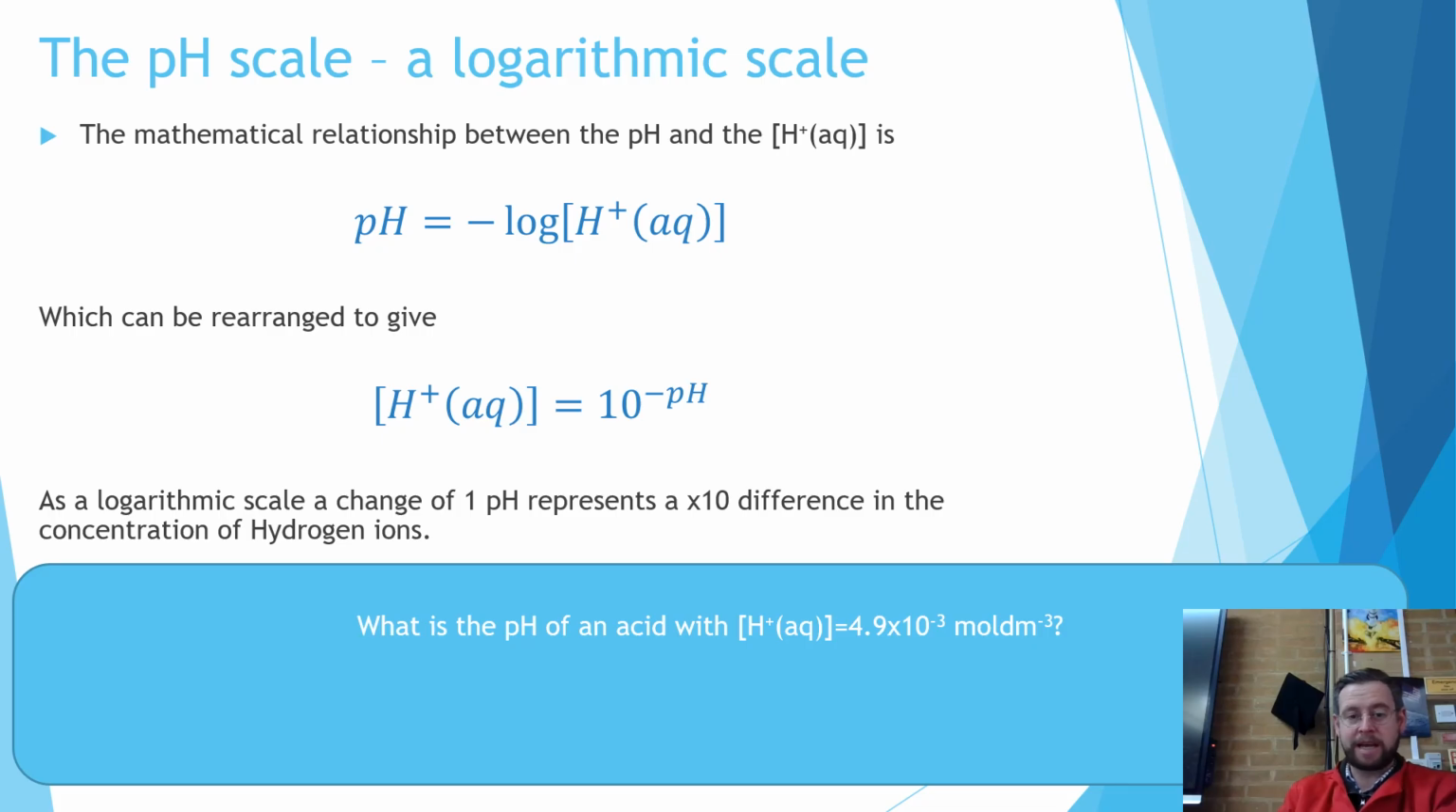Now we could rearrange that. If we had the concentration, we could find the pH. It would be 10 to the minus pH would equal that concentration. And important, one change of pH represents a 10 times difference in the dilution or in the concentration of the hydrogen ions. So here I've given a concentration of H+ ions as 4.9 times 10 to the minus 3 moles.